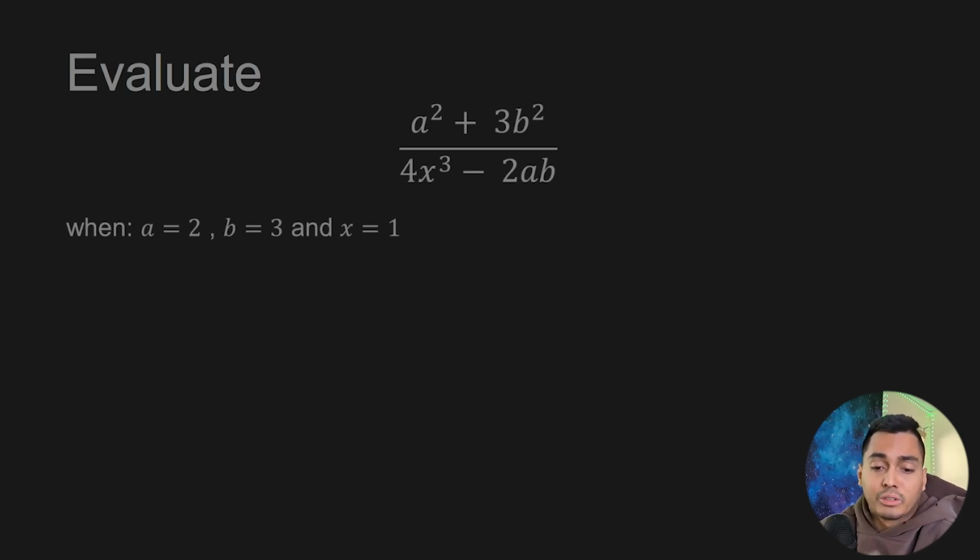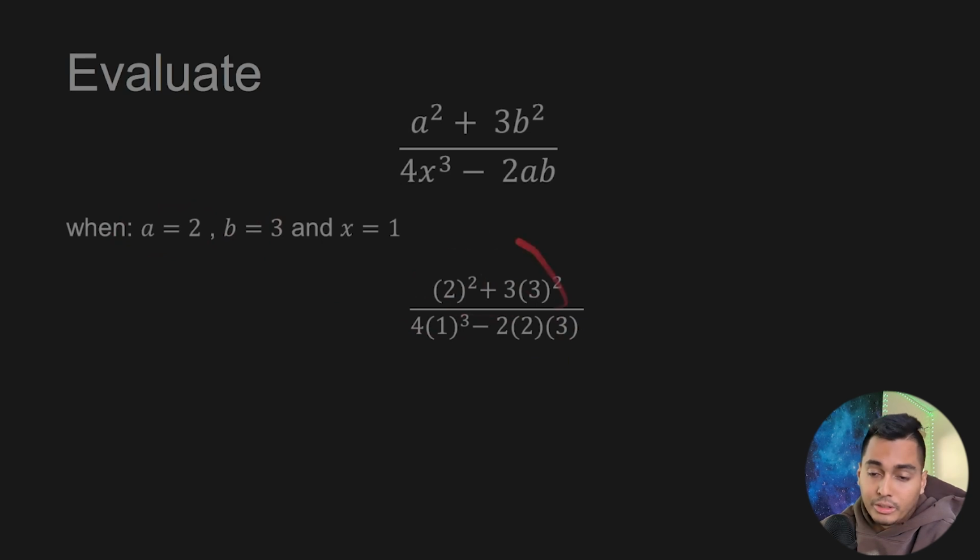All right, and so I'm going to go ahead and rewrite this expression. All we have to do is just start to replace each of these terms. So a squared, a is 2, so that's going to be 2 squared plus a 3, and we have a b squared, so b is 3, so that's 3 times 3 squared, over a 4x cubed, so x is 1, and so that's 4 times 1 cubed, minus a 2ab term, so a is 2 and b equals 3.